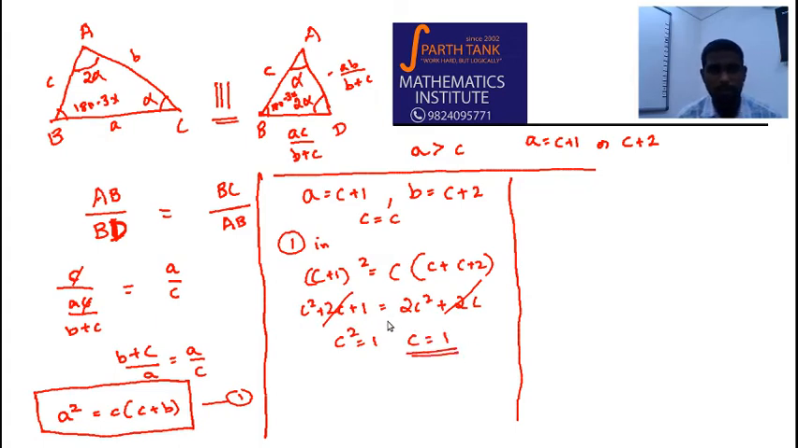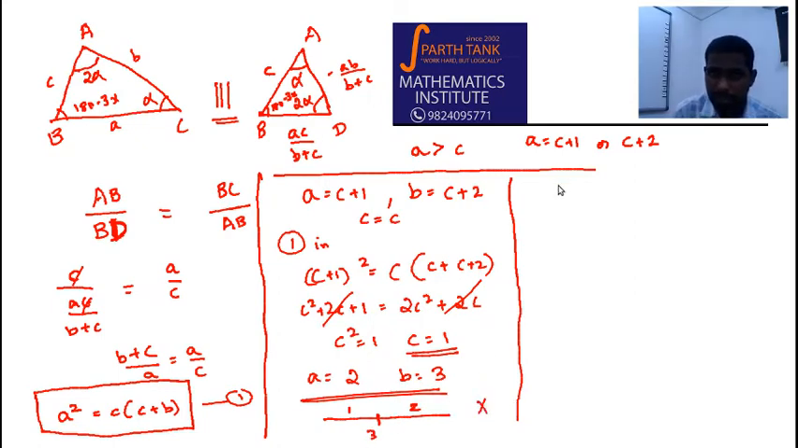Minus 1 is not possible because it's the sides of triangles. Therefore A will be equal to 2 and B will be equal to 3. However, A 2, B 3 and C 1 is not a triangle, it's just a straight line with different line segments, right? This is C, this is A, and the whole thing should be B 3. So no triangle here. Let us try A is C plus 2, in which case B will be C plus 1, right?